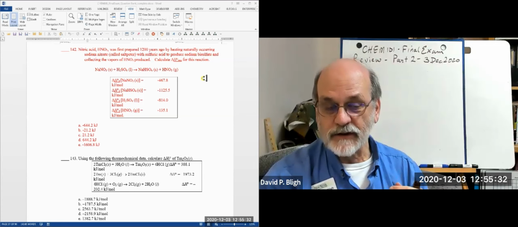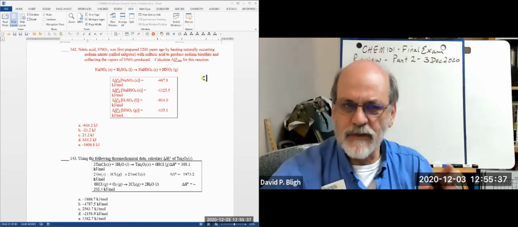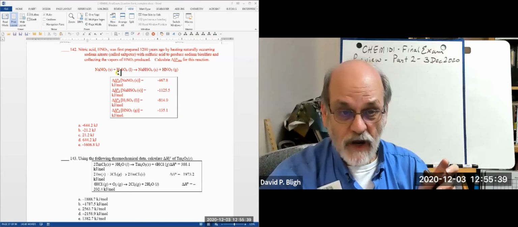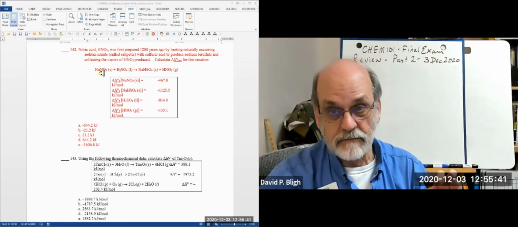Okay, calculate the delta H for this reaction. Okay, look at the information that's given. The balanced equation is given there for you. You can check it to see, right?